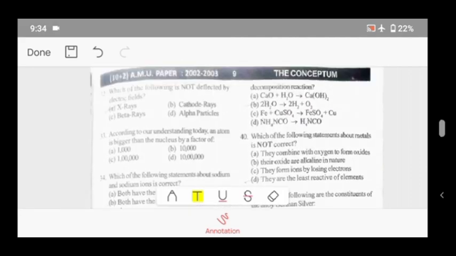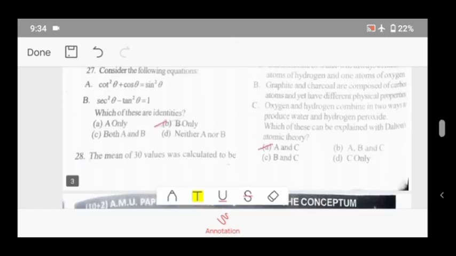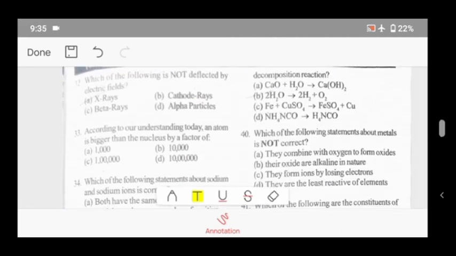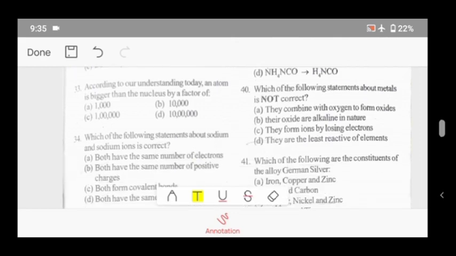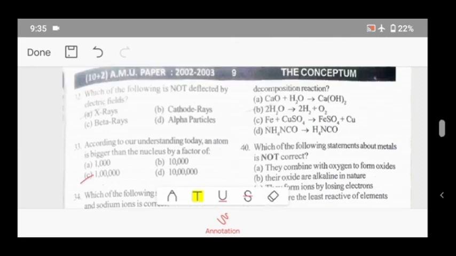Now, which of the following is not deflected by the electric field? Now, this is physics. Okay. X-ray. This is physics also, and this is chemistry. According to our understanding today, an atom is bigger than the nucleus by a factor of. The answer is C. This one, the answer is A. Okay. I have not marked it, so I am marking it.